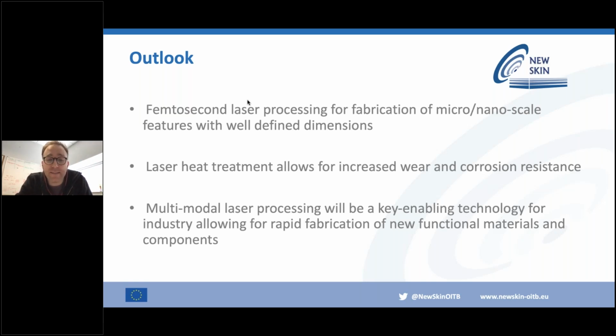And ultimately, this sort of multimodal approach is a key enabling technology for industry that would allow new functional surfaces and materials and components with increased lifetime and wear resistance in their applications. But through this approach, we're looking at rapid fabrication and large area fabrication as well.